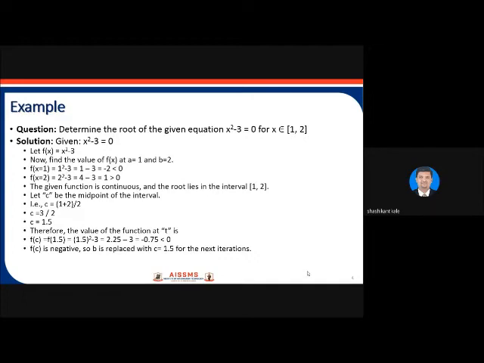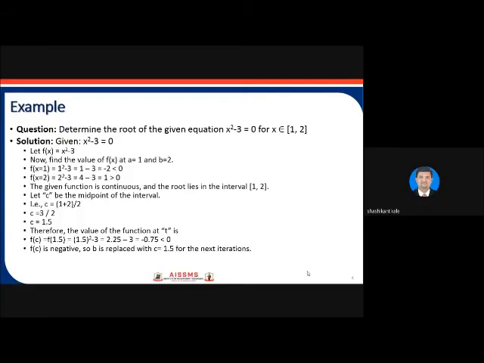Given that the function is continuous and the root lies in the interval 1 and 2, let's see with the intermediate point. This is the bisection, that means the midpoint. So after all, it is finding out the midpoint. So c is equal to 1 plus 2 divided by 2, and the value of c is equal to 1.5. Now we will find out what f of c is.